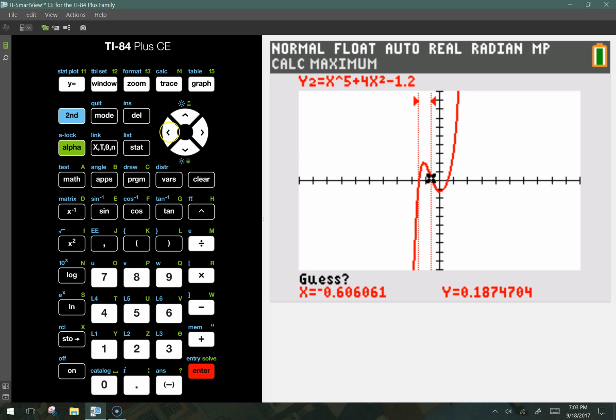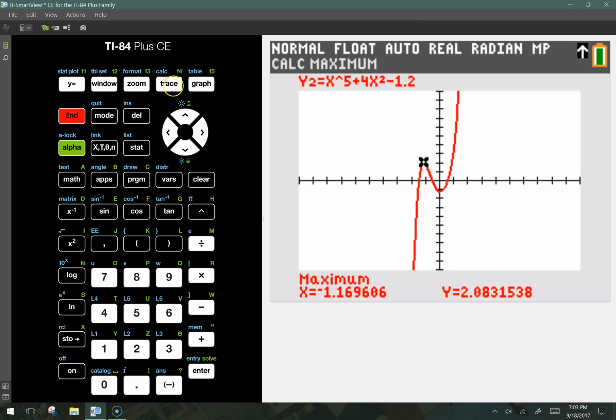And then for my guess, the third piece, I'm going to move close to that maximum and hit enter one last time. When I do that, it gives me that my maximum's ordered pair is at approximately -1.5, 2.1. All right, let's do one more of these. Let's do this minimum down here.